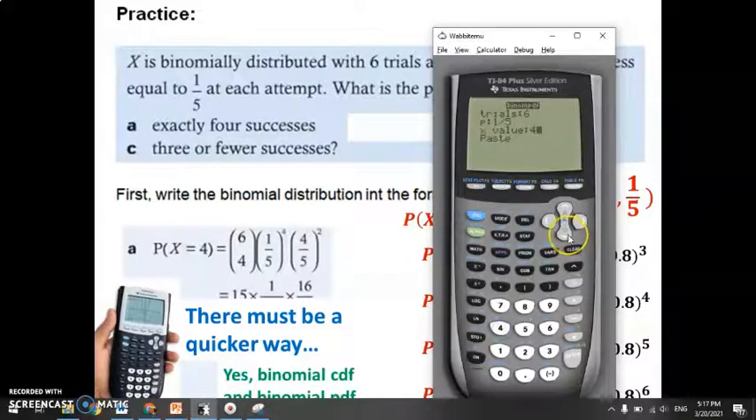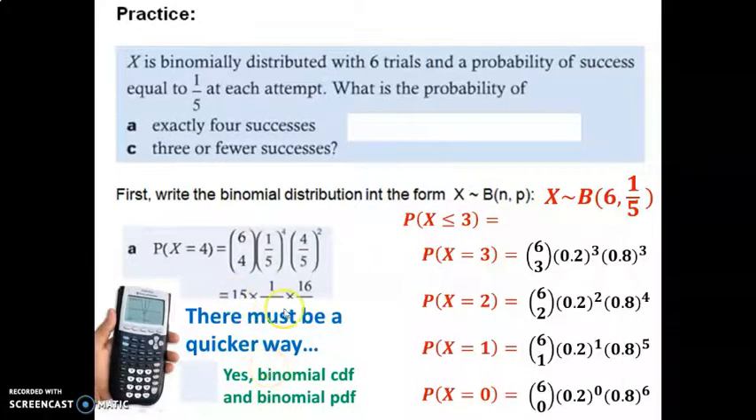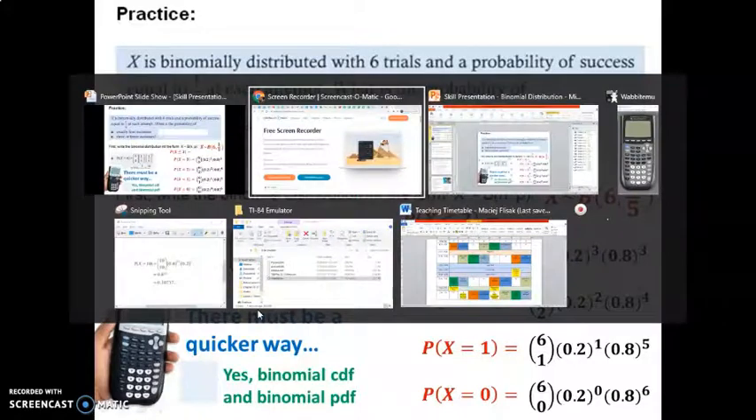Great, let's see if that value matches what we have. Paste, enter, there's our answer, 0.15, and I think that matches. Oh, it's covered up now, but it does match what we had here for sure. Alright, so we just confirmed that binomial PDF gave us this same value. Now let's check the other side.